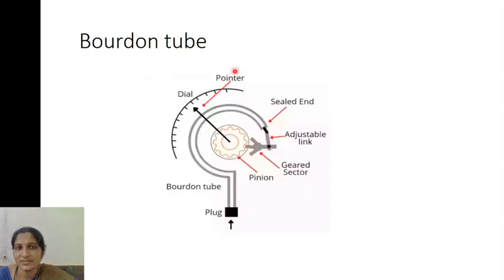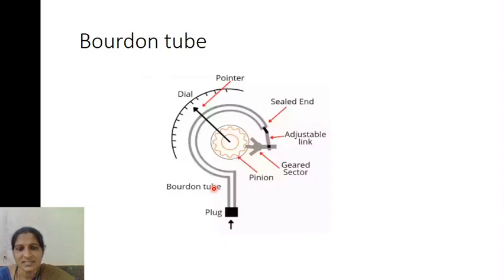Next one is the Bourdon tube. This Bourdon tube consists of a C-section. In this C-section, one end is a sealed end and the other end is the one through which the pressure you need to measure flows. At the sealed end it is completely closed. To this sealed end an adjustable link is attached. To this adjustable link a pinion is attached. To this pinion there is a pointer which indicates on the dial shown here. This is about the construction diagram.